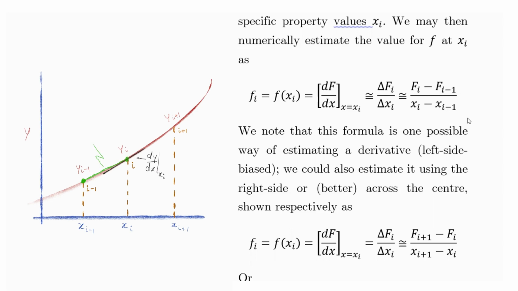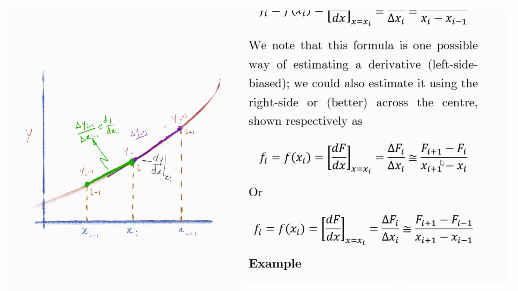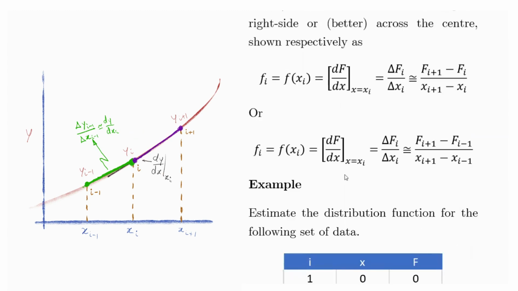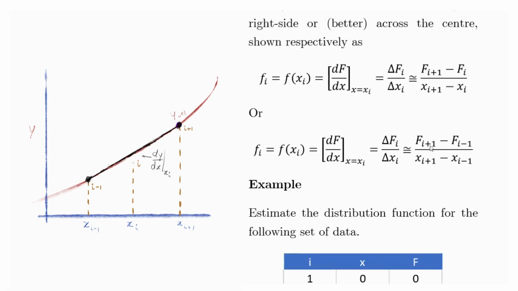We could also work on the point i and the point to the right of it, and then we'd be talking about a right-sided bias. So the point just to the right and the point itself. So we are estimating the derivative from those 2 points. Or we could look at the points just to the left and just to the right. So just to the right, i plus 1, just to the left, i minus 1. So those 2 points, and we can estimate the derivative across that. So that's how we can numerically estimate our f values.